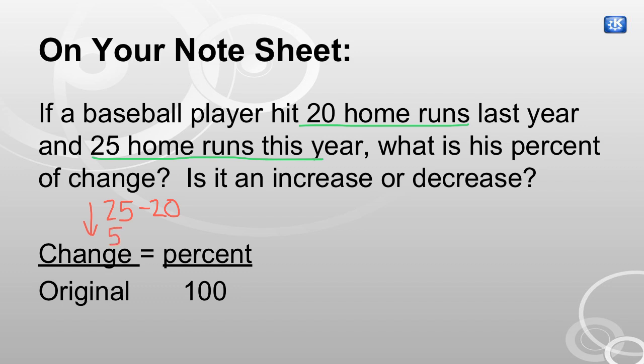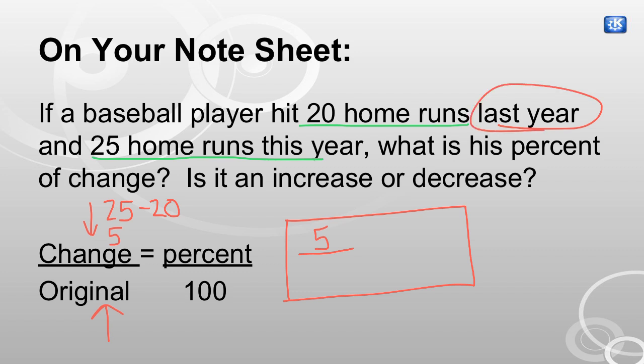So I'm going to write my proportion over here. He hit 5 more home runs. Originally, that means last year, not this year, he hit 20. And we're wondering about the percent, and of course that's always over 100. So if you picked up your calculator and you took 5 times 100 divided by 20, you would find that your answer will be x equals 25%.